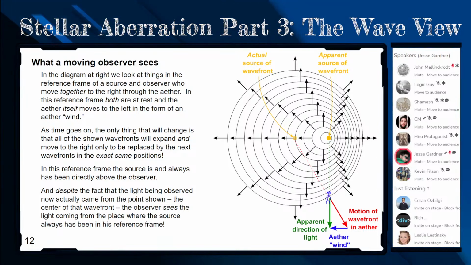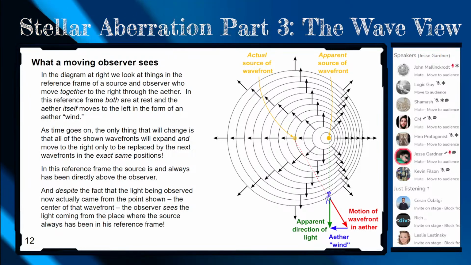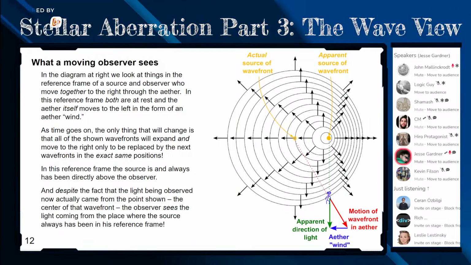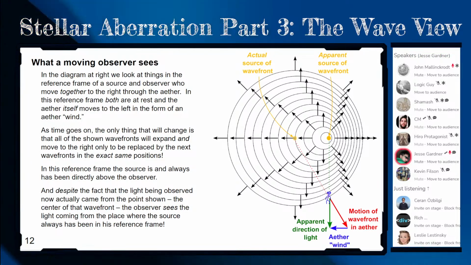But the problem is that wavefront is not really expanding out that way. It's being carried downstream as well by the ether wind. So you have to do the little vector addition that I show at the bottom there. You've got to add to the motion of the wavefront in the ether the motion of the ether to the observer to get what the observer sees as the apparent direction of the light. So the observer is actually going to see the light coming from the direction opposite that green arrow.